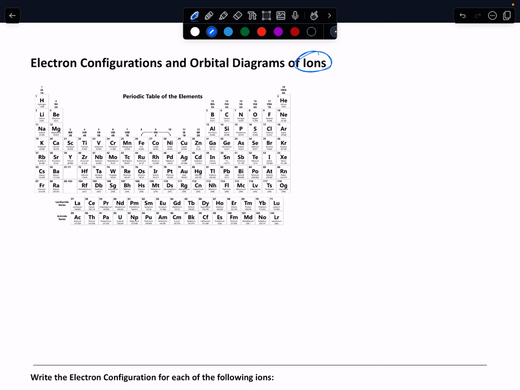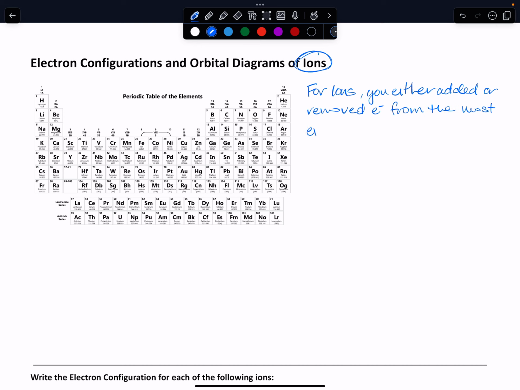So remember, for ions, we've either added or removed electrons from the most energetic sublevel in that atom. All right, so ions have to be charged. These are not neutral atoms. These are atoms that have lost or gained electrons.